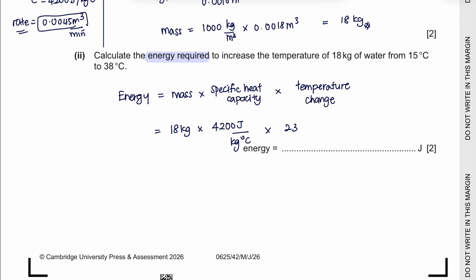which is 23 degrees Celsius. Make sure all the units are in standard units. Everything is in kilogram and everything is in degrees Celsius, leaving you with the unit of joules. And the energy here is approximately 1.8 times 10 to the power of 6. The unit has been given to you.